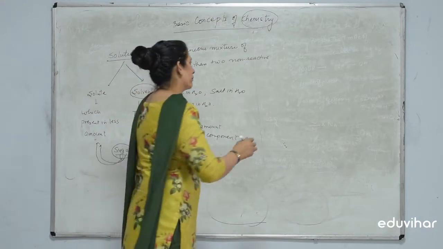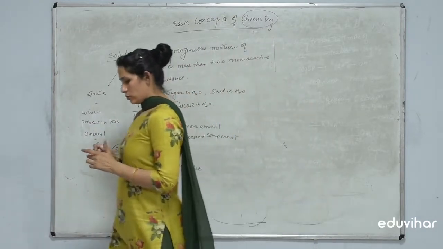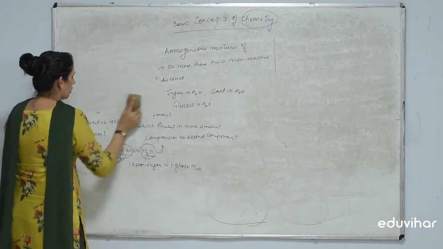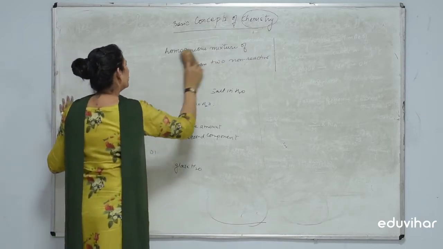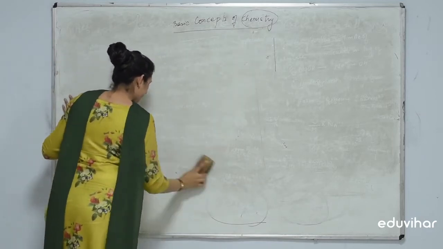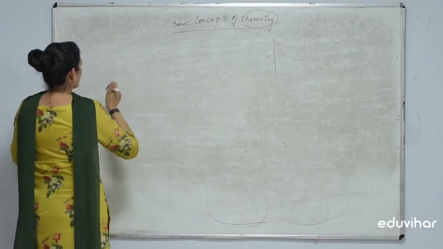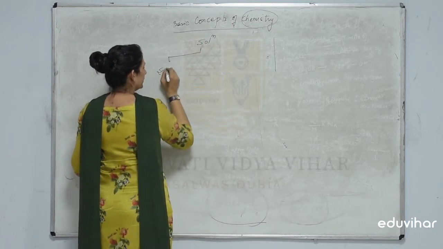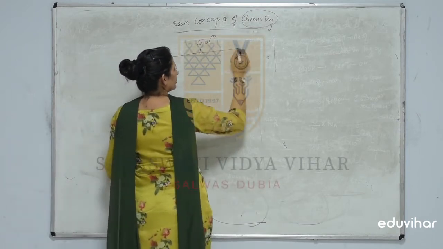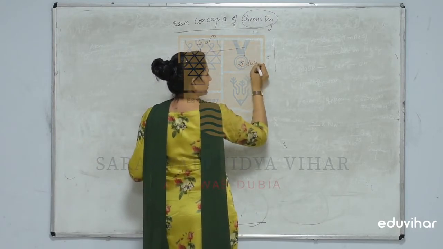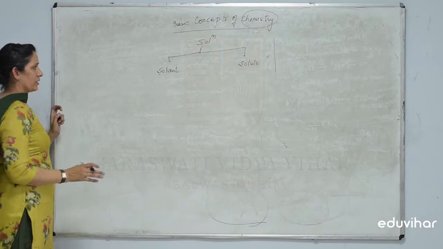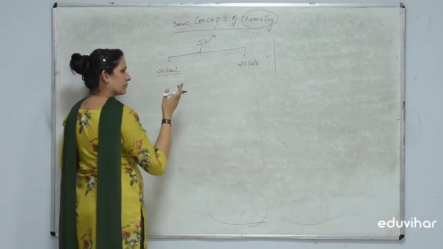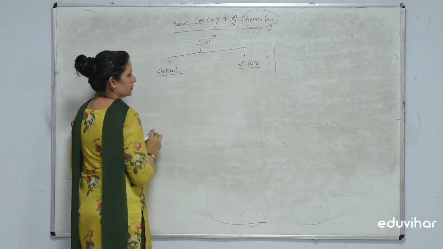Whenever any solution is formed, there are two components. First is solute and second is solvent. Both play a very important role in the formation of a solution. You are thinking, what important role? A solution is formed by solvent and solute. In a solution, solvent is present in maximum amount and solute in minimum amount.